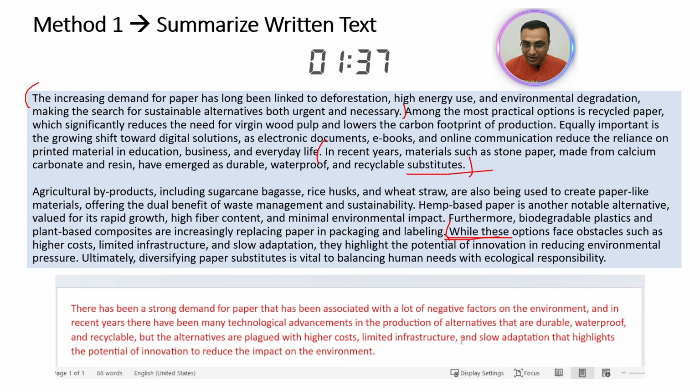We have kept punctuations at the right place. Waterproof, but there is a punctuation. And I think we are good with the answer and we can lock this as an answer.